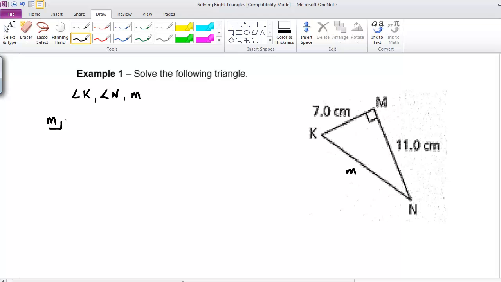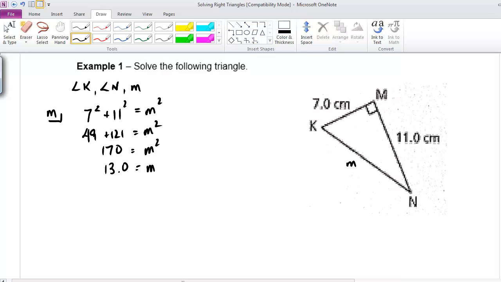The way I'm going to find little m is I'm going to use Pythagorean theorem because I have 2 sides of a right triangle and I want to find the hypotenuse, and that's the one I'm most confident in. I can do that very quickly. And when I take the square root and round the answer to 1 decimal place, it's 13.0.